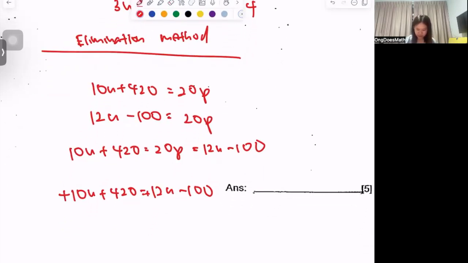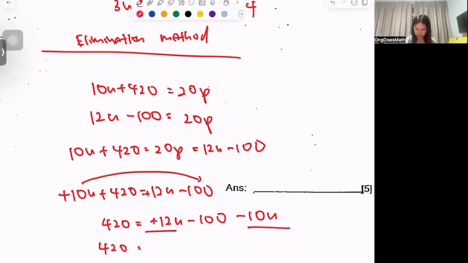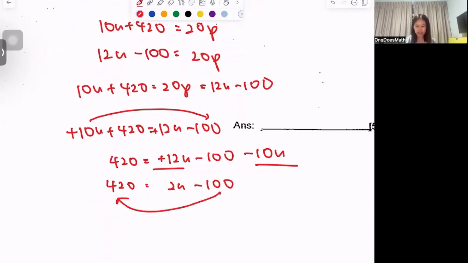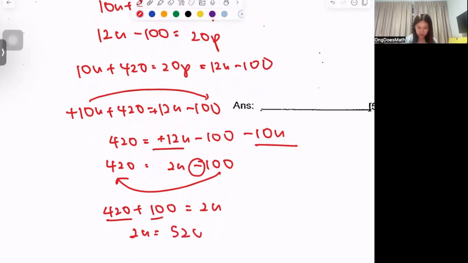If there's no sign, it just means it's plus. So if you want to shift this 10 unit over, since this is plus, it has to be minus, right? So 420 is equals to 12 unit minus 100 minus 10 unit. If I simplify this, 12 minus 10 should give you 2 units. Now I want to shift this minus 100 over. Since this is minus, if I shift it over, it will become plus. So 420 plus 100 is equals to 2 units, which means 2 units is just 420 plus 100, which is 520. Cool?